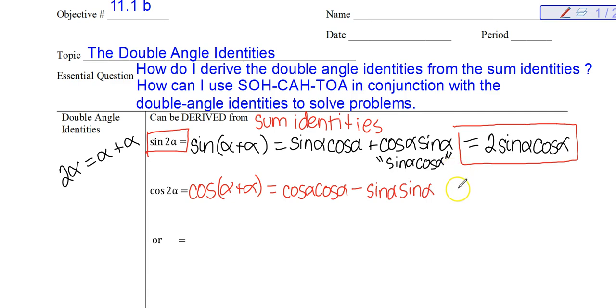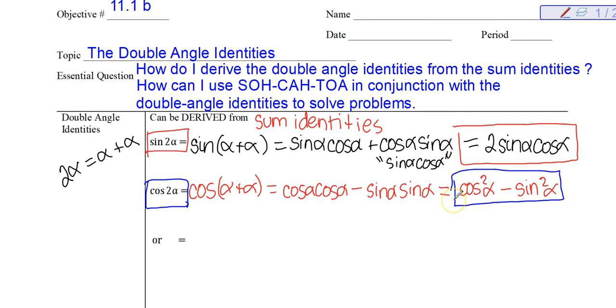I didn't mean to do this in red pen, but that's all right. It is what it is. You got it? Simplify. Cosine alpha times cosine alpha is cosine squared alpha, right? You can multiply them. Minus sine squared alpha. All right. So I'll grab my blue pen to indicate that the cosine of 2 alpha equals cosine squared alpha minus sine squared alpha. So this is one of the 3 versions of the cosine double alpha formula or identity.